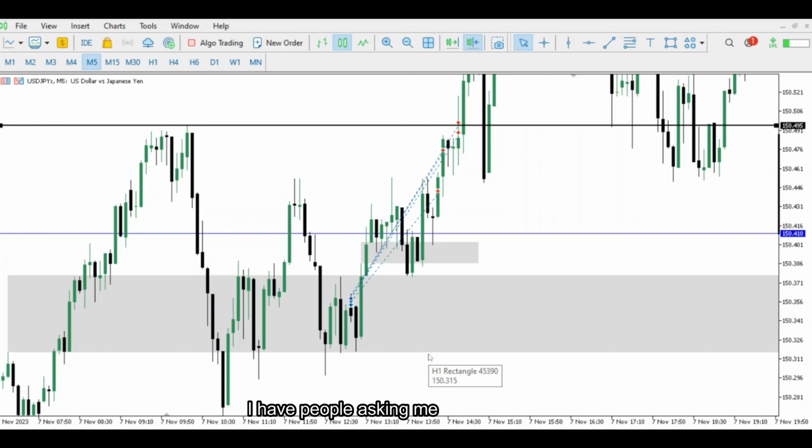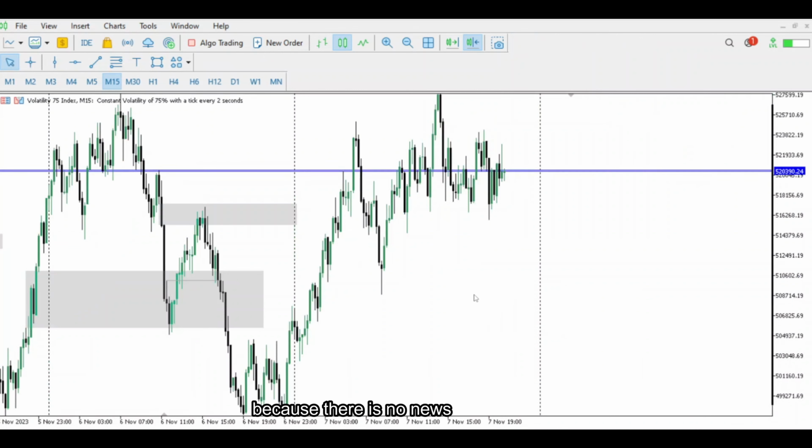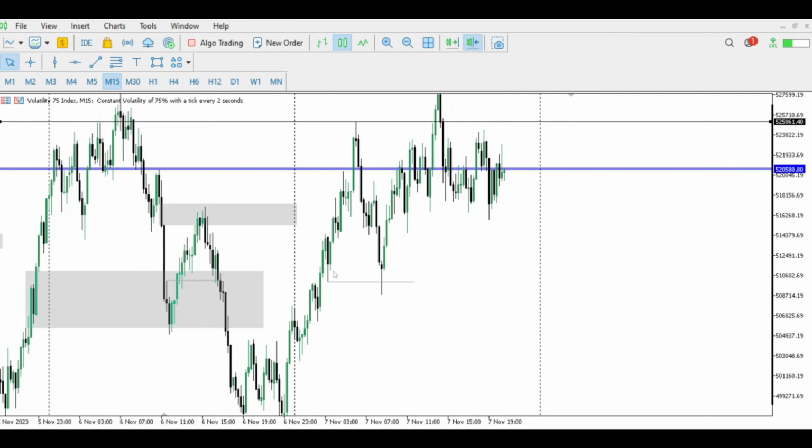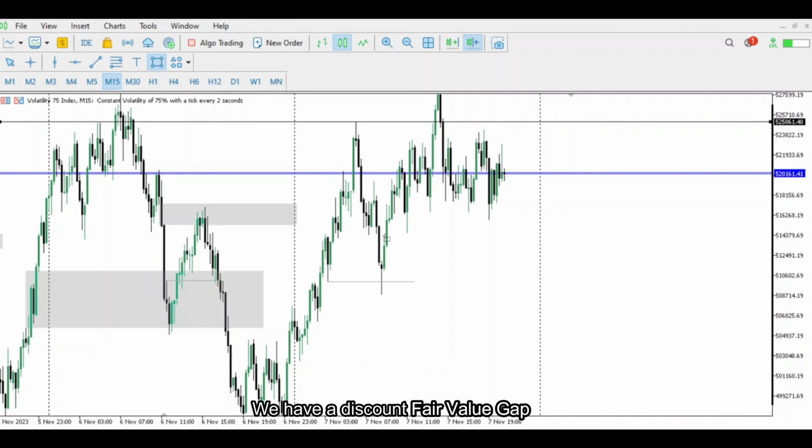I have people asking me if the same things work in VIX 75. Of course they do. It's even better in VIX because there's no news. This is today's price action. You have sell side taken out, and that's our buy side, which forms our range from premium to discount. With a discount favorable gap, which got a reaction to buy side.